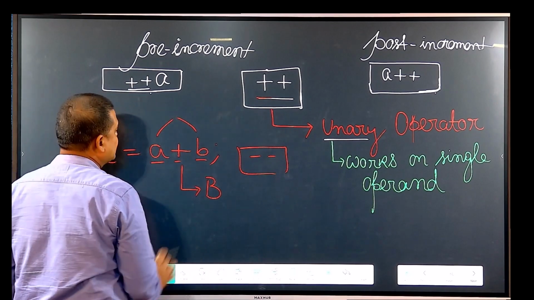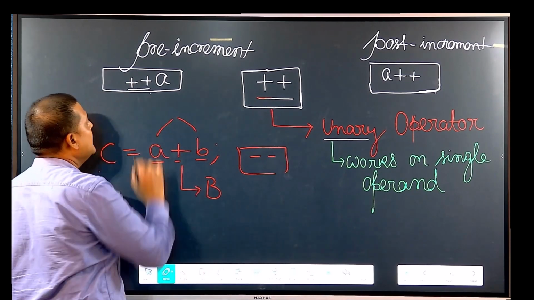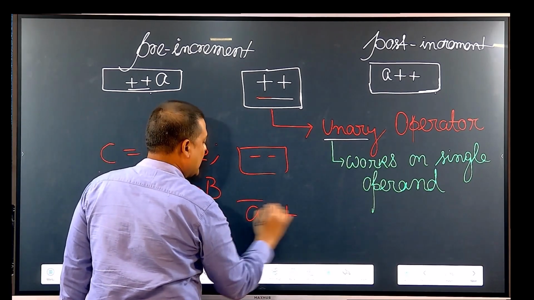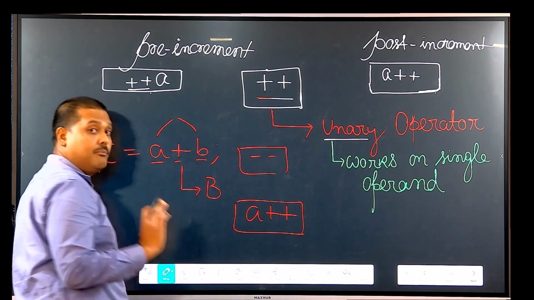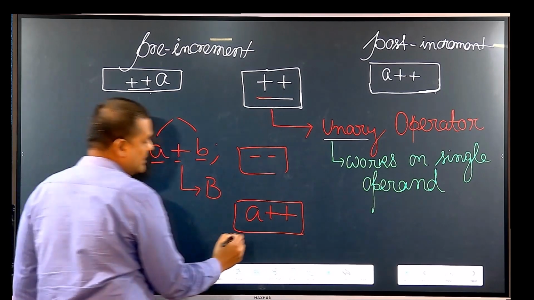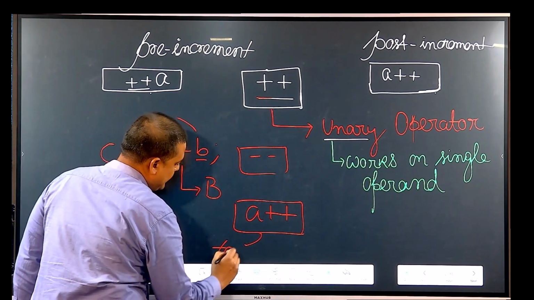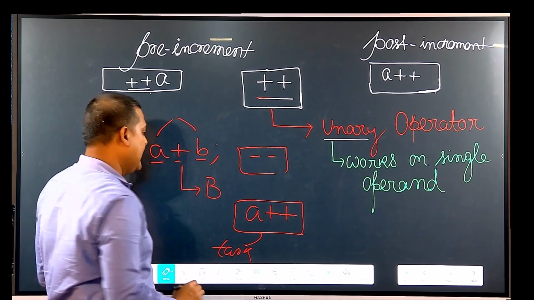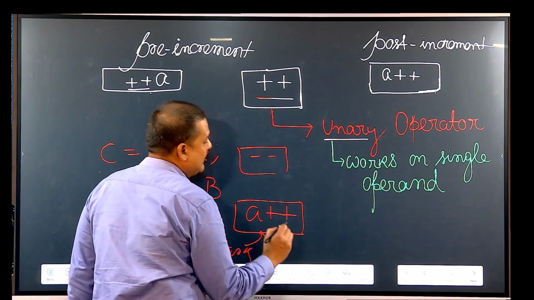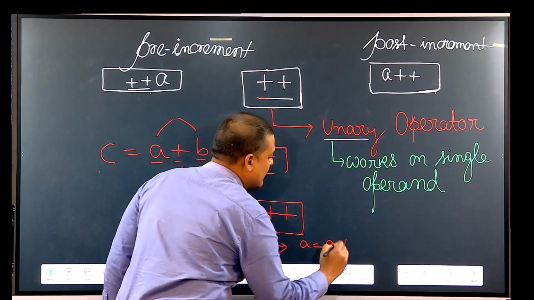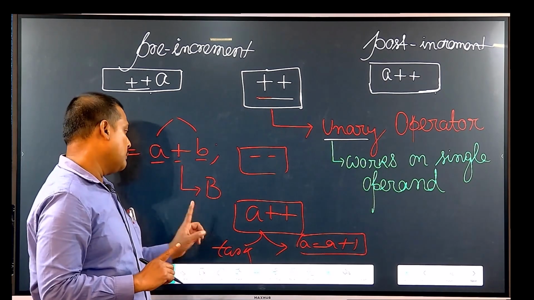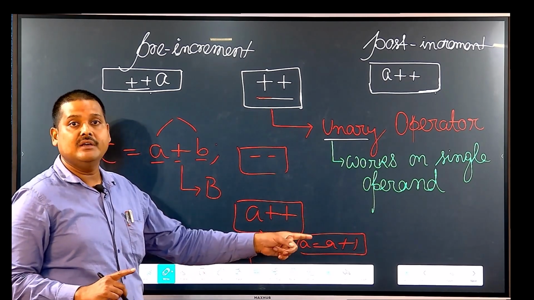So, what is the task of this operator actually? There are 2 different tasks. If I write A plus plus, there are 2 things. One is the task, for which purpose it is written, and the other is the increment. Increment means A equal A plus 1. The value of A will be incremented by 1. So, one is the task, another one is the increment.